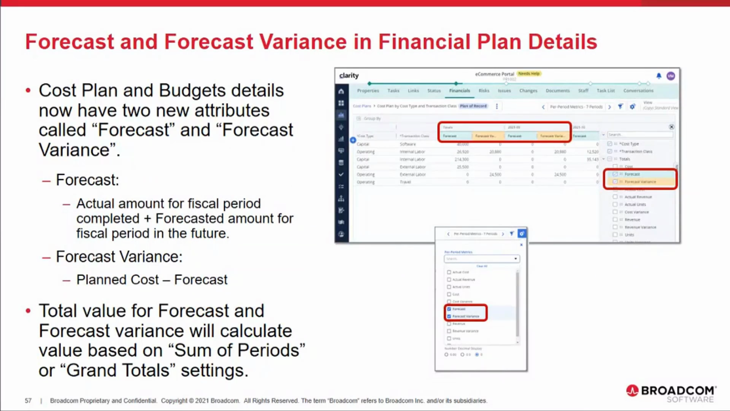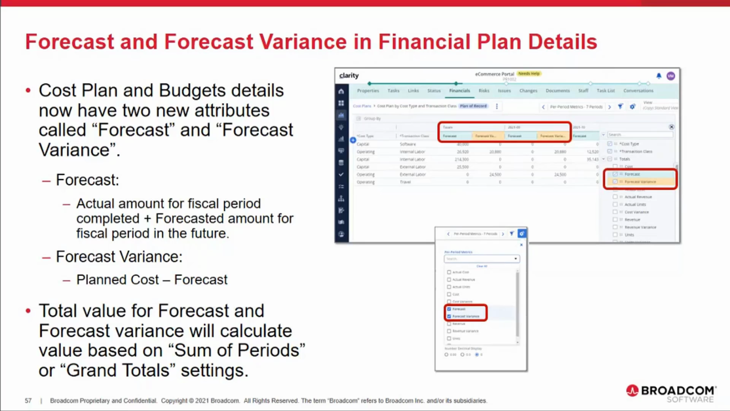Another feedback from the customer was that they wanted to see the forecast and forecast variance in the financials, specifically the cost plan and budgets. Just a reminder, the forecast value is essentially the actual amount for the fiscal periods that are already completed plus the forecasted amount for the future fiscal periods. And the variance is just the difference between the planned cost and the forecasted amount.